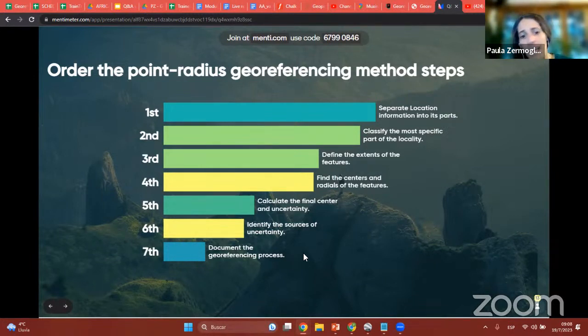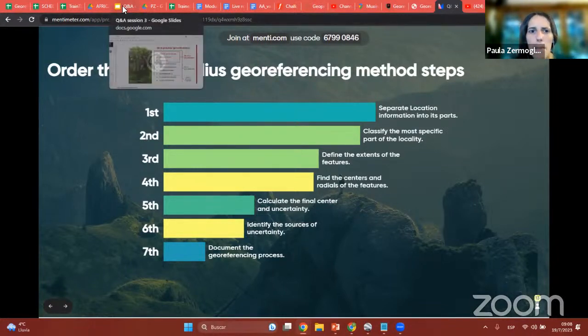And at the very bottom, the last step, this one is correct. I think none of you had any doubts about that. The last thing we have to do is document the georeferencing process, which means provide the sources, the protocol, the dates, who georeferenced, etc., and any remarks that are relevant to the location we're georeferencing.